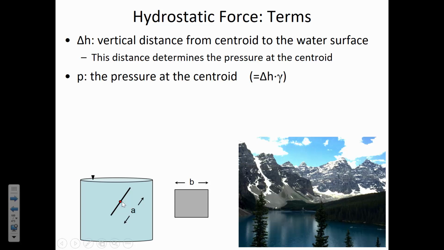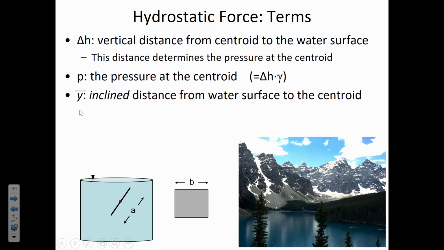Now, how do we calculate the pressure at the centroid? Well, it's delta H times gamma, same as it's always been for the hydrostatic equation. Now, y bar is the inclined distance from the centroid to the surface. Now, let me show you the difference between the inclined distance and the vertical distance. Here's the water. Here's our angled plate we're looking at as a side view. If this was the centroid, then delta H went straight up to the surface. This was delta H. But y bar is this direction, up to the surface. It's at the same angle.